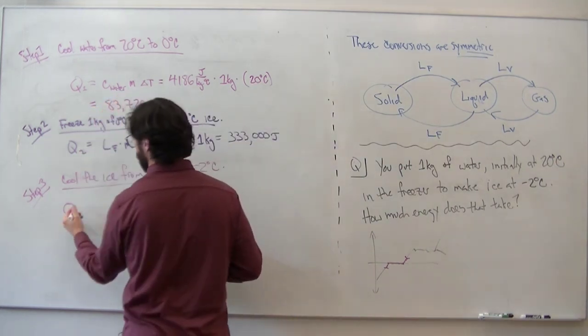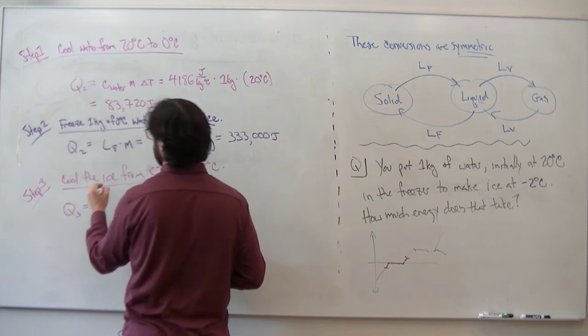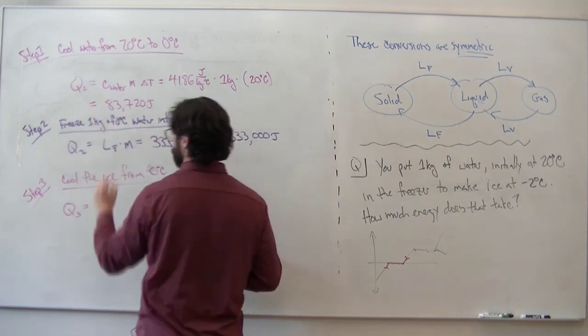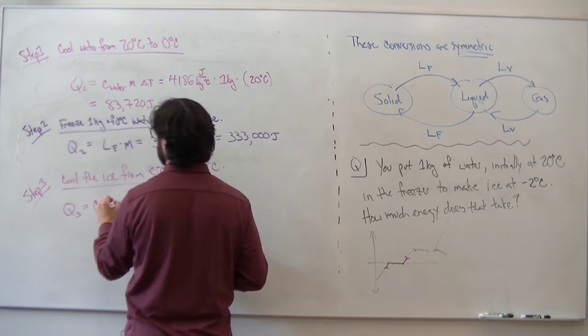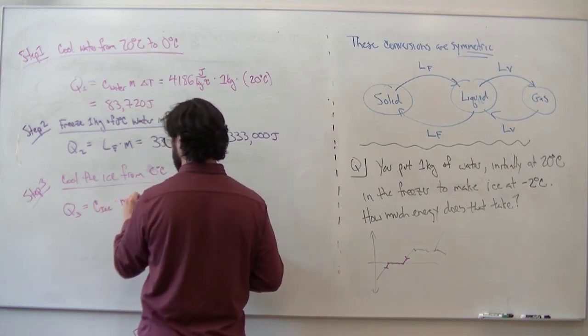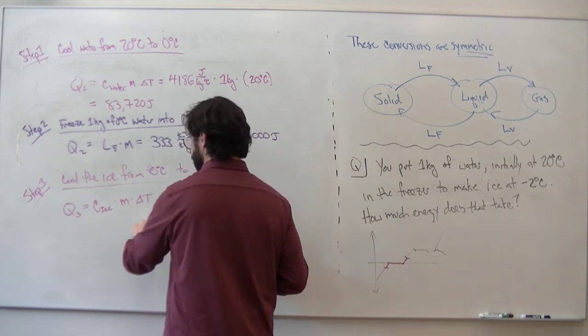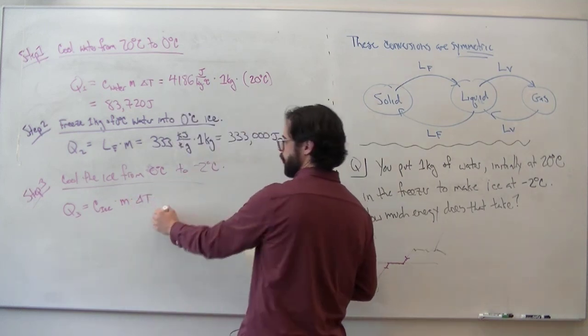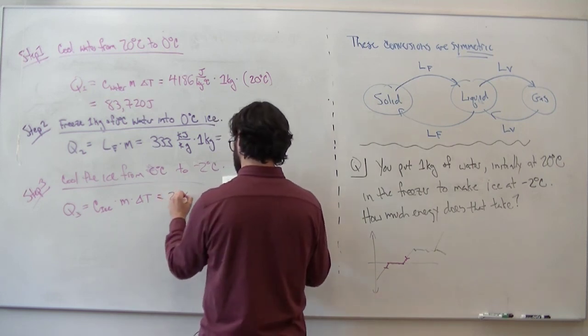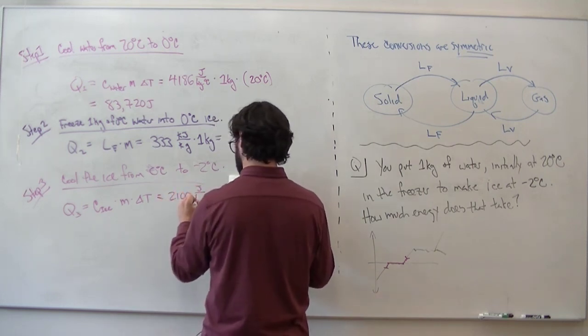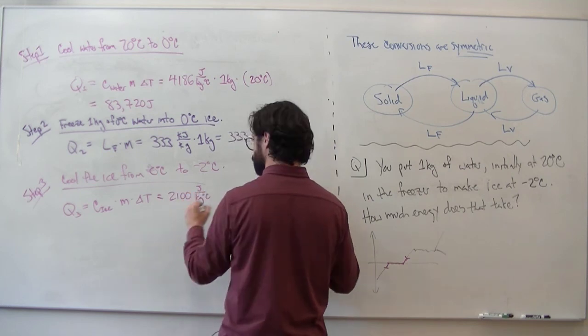I would have to find, and it's different, so every phase of matter has its own properties. I would have to look up the specific heat of ice. Can't use water. Still 1 kilogram though. And again, we're talking about the energy we put in, so that's all positive too. And the specific heat of ice is 2,100 joules per kilogram degrees Celsius.